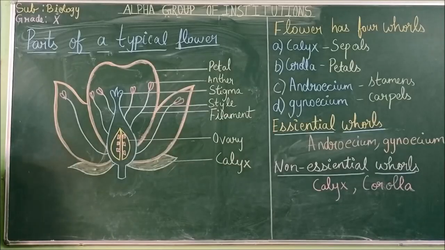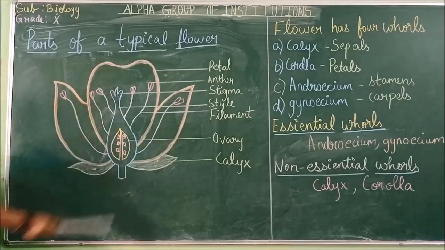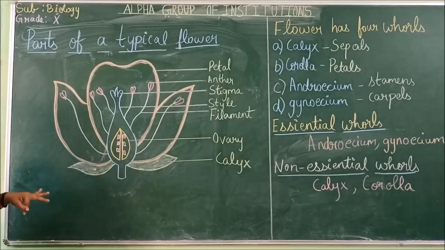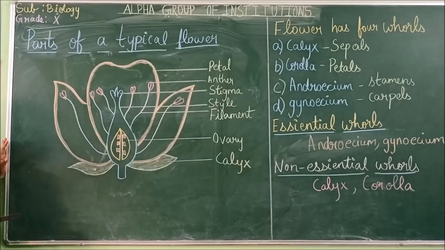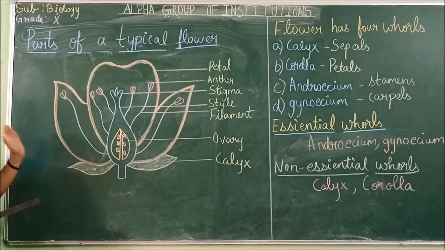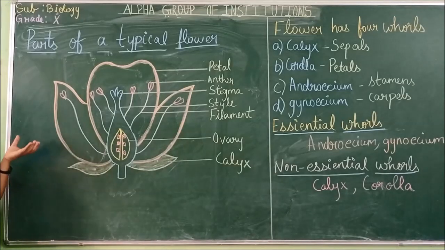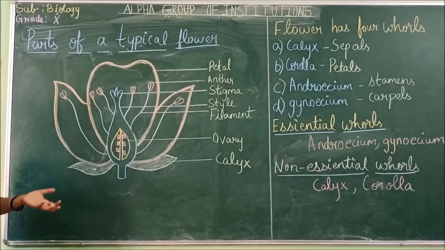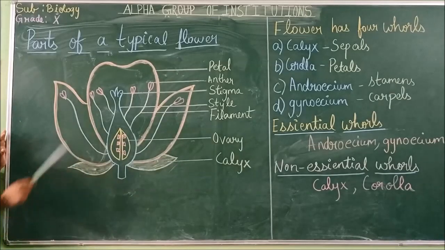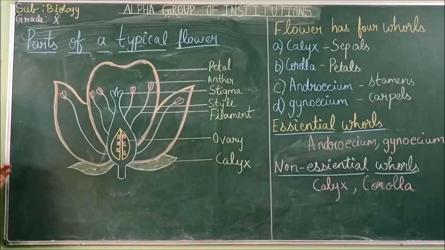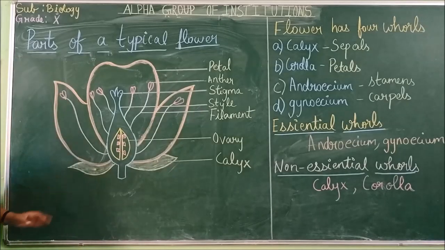Now we are going to see the parts of a typical flower. We saw the three types of reproduction: vegetative reproduction, asexual reproduction, and sexual reproduction. Under sexual reproduction, how does reproduction happen inside a flower itself? For that, we should know what parts are involved in sexual reproduction. So we are going to see the parts of a typical flower. What are the different parts present in the flower?